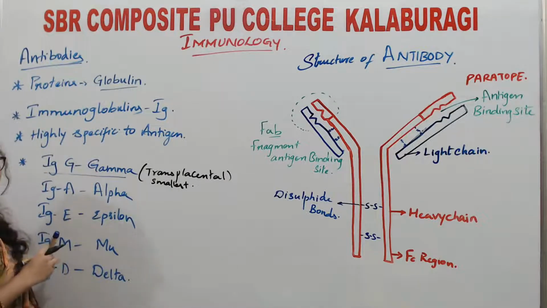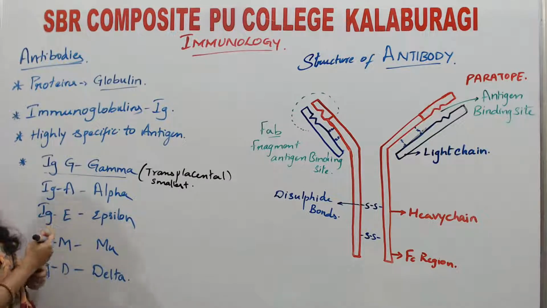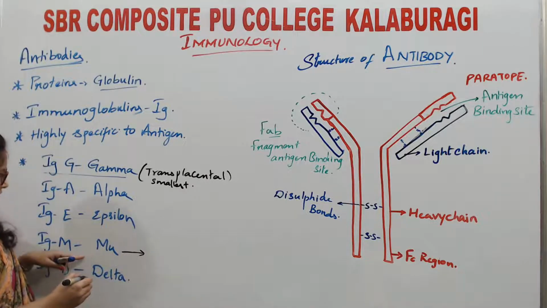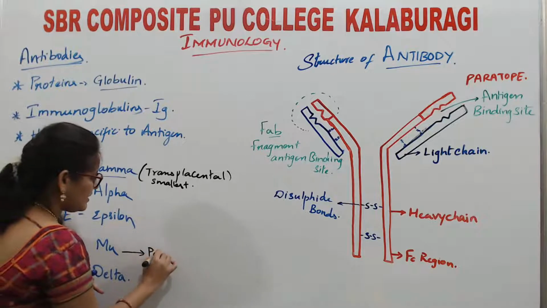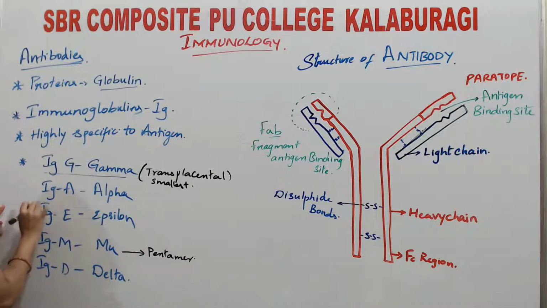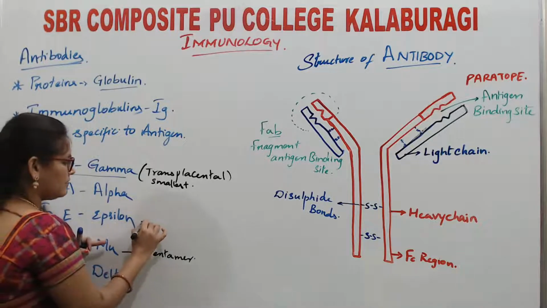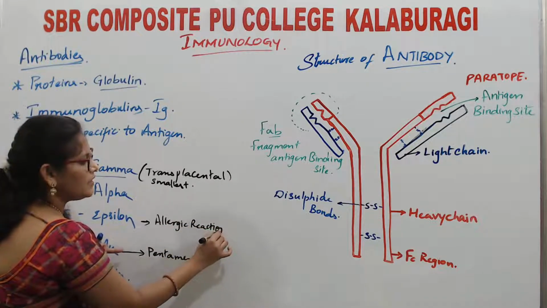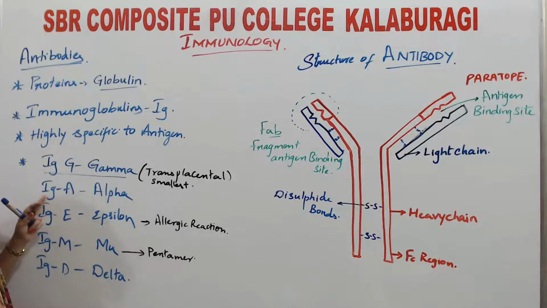IgG is also the most abundant antibody. And the largest antibody, which is a pentamer, is IgM. It is a pentamer. The antibodies which are responsible for allergic reactions are IgE. These can be seen during allergic reactions. In detail, we are going to study about this. So there are 5 different types of antibodies: IgG, IgA, IgE, IgM, and IgD.